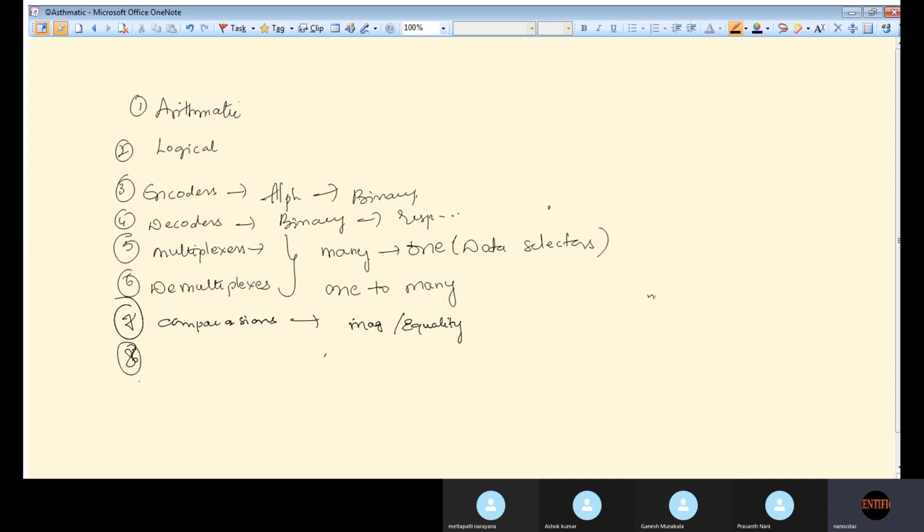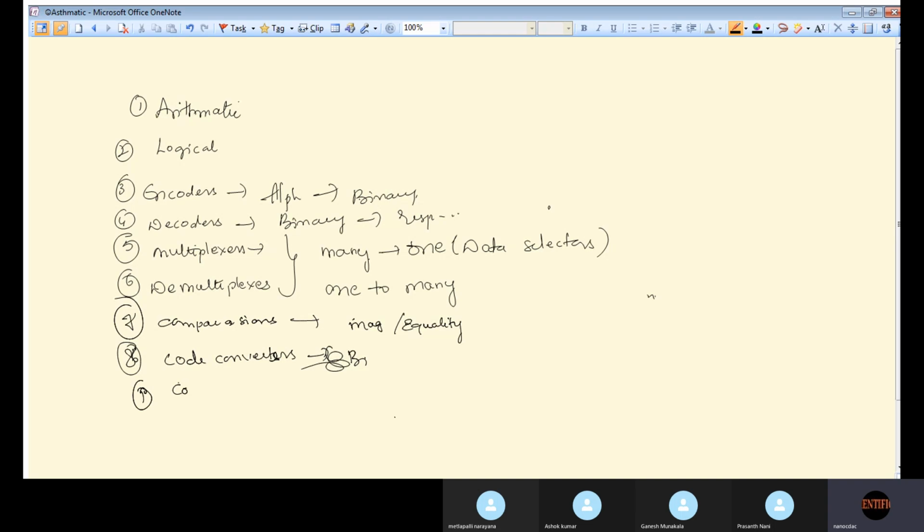And next one is code converters. What are these code converters? Binary code converters. So if you want to convert binary to XS3, or binary to gray, or binary to octal, you will be using code converters. Code converters are also part of a digital system.